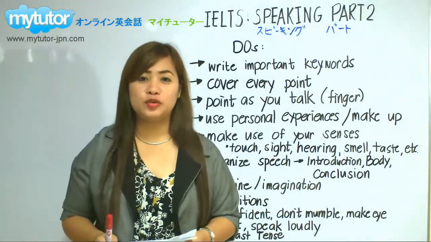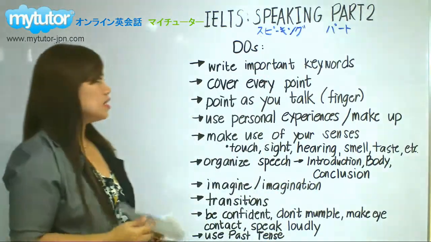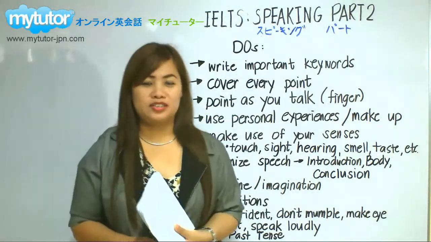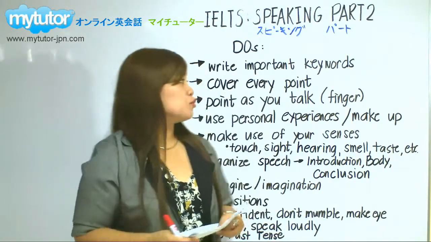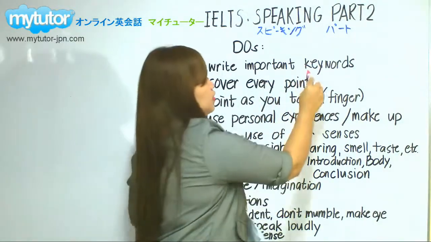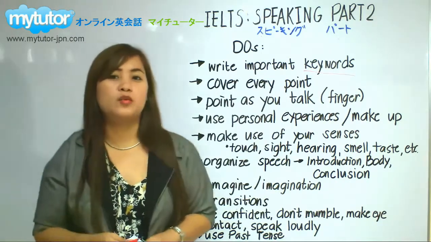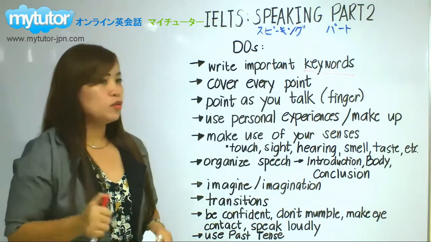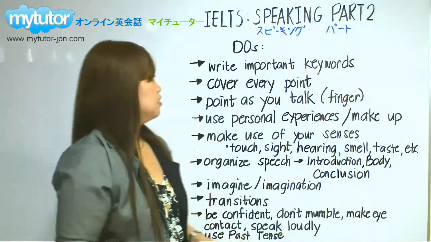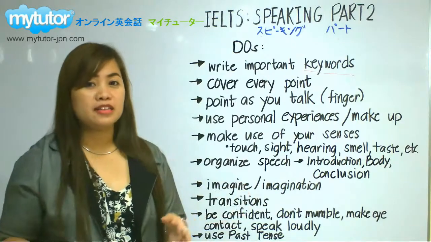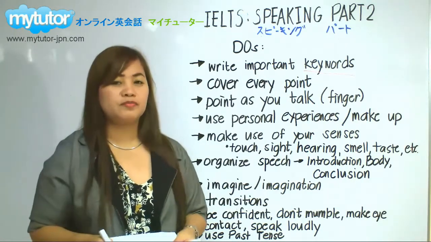Now let's look at the things that we should do in this part of the IELTS. The do's. First of all, it is very important to write important keywords. You're given a minute to do your preparation. So during this time, you're going to write down important keywords. You don't have to write sentences because they're very long and it takes you much time. You are only given 1 minute. You're going to list words that may guide you and help you when you're about to begin your speech. So make use of the 1 minute that is given to you. You have to grab your pen and note, and write down important notes.